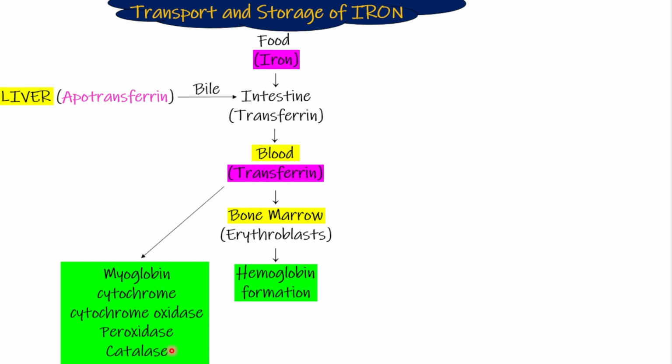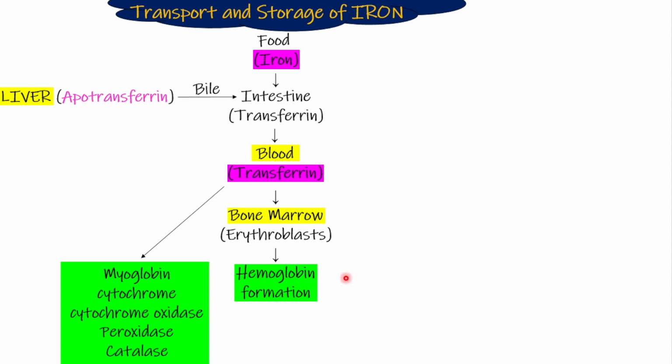Then we have peroxidase and catalase. Now, these are enzymes. Peroxidase is an enzyme which is basically involved with the oxidation of things, whereas catalase is the enzyme which keeps a check on the process of oxidation so that it remains in a balanced form. Okay, so these are the things which are formed by iron. Iron is utilized in forming all these substances.